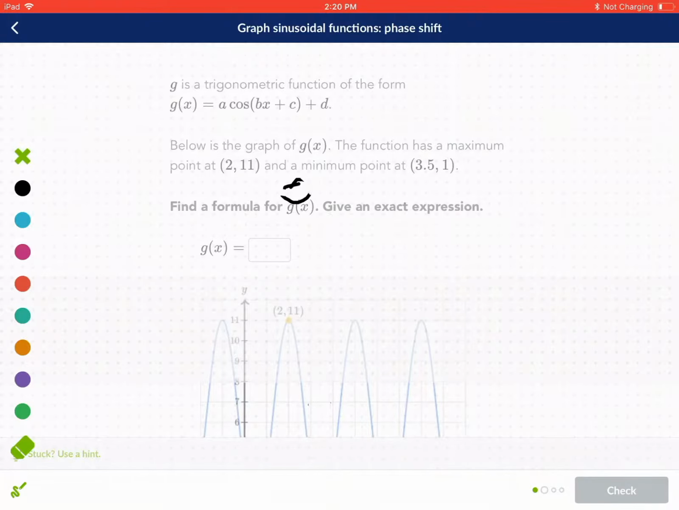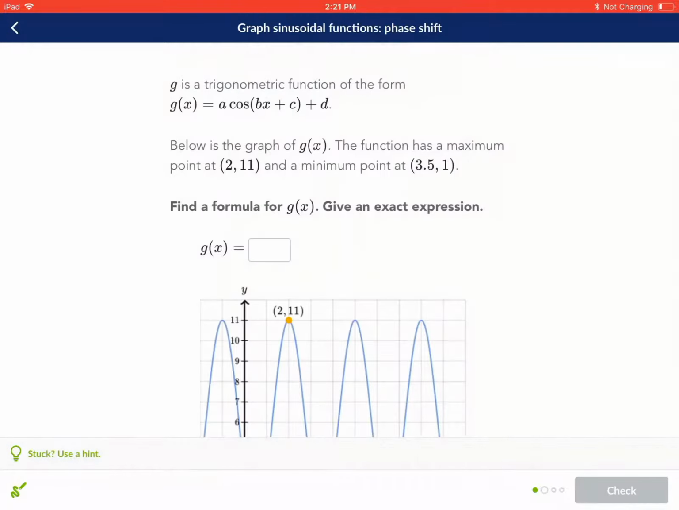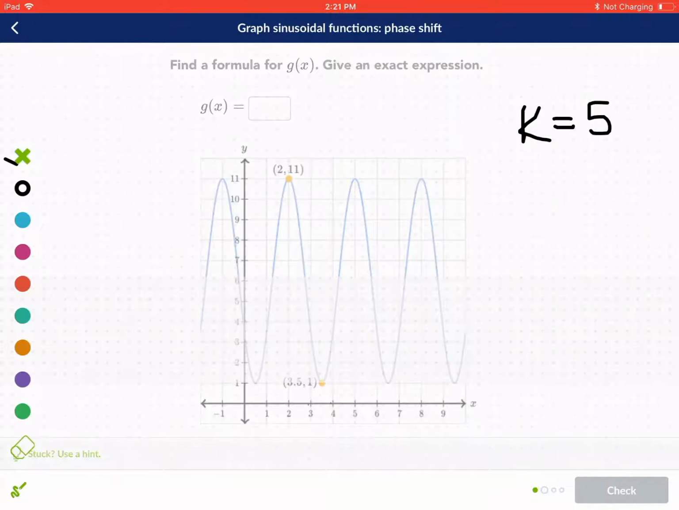So let's go ahead and figure out what that amplitude is, what the midline is. My midline between 11 and 1, that's 10 spaces. Halfway between 10 is 5. So I know 5 is going to be that midline here. I'm sorry, 5 from 1, I should say. It's actually going to be 6.